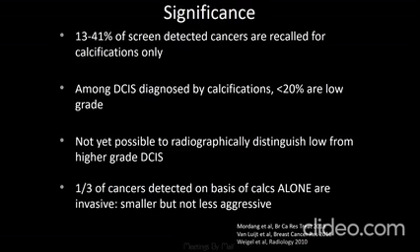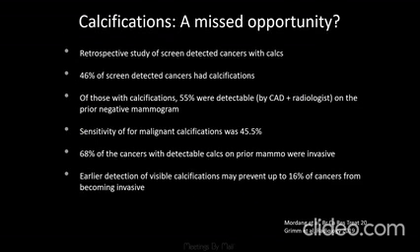Unfortunately, though, it's still not possible for us to radiographically distinguish low from high grade, i.e. on imaging, we can't really tell which ones are clinically relevant, and if they're not, when, over the next few years, they might become clinically relevant. Perhaps AI can get us there at some point, but we're not there yet. And 1/3 of cancers detected on the basis of calcs alone are invasive. They're smaller, but they are no less biologically aggressive in terms of grade, receptor status, et cetera, than the cancers that are detected without calcifications.